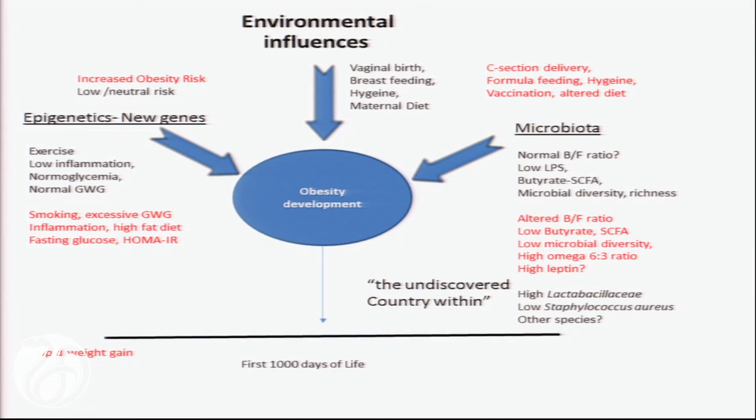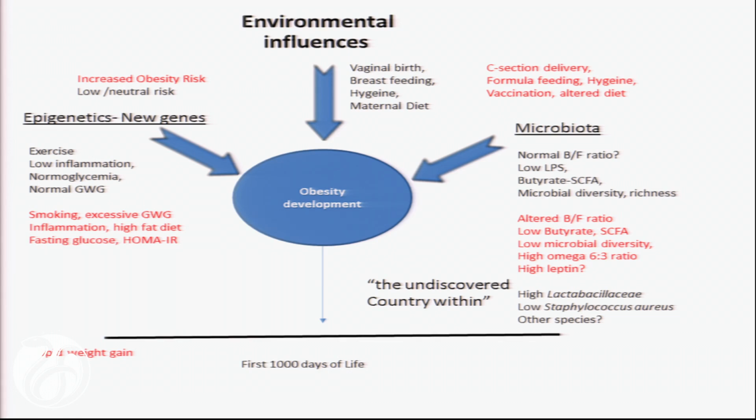So when I think about epigenetics, as we've heard about, we don't know what the causes are, but for low or neutral risk, we know that things like exercise, low inflammation, and normal gestational weight gain are probably important. For increasing your obesity risk, we know that things like smoking, gestational weight gain, high-fat diet, and insulin resistance are probably important. I highlight the fact that there are new genes. So if you read the latest issue of Nature, now we know there's a whole host of obesity genes and type 2 diabetic genes that probably are new targets for epigenetics.